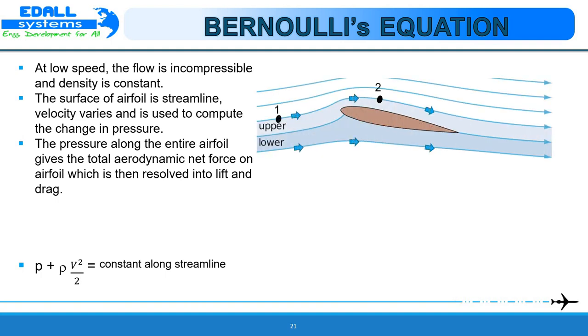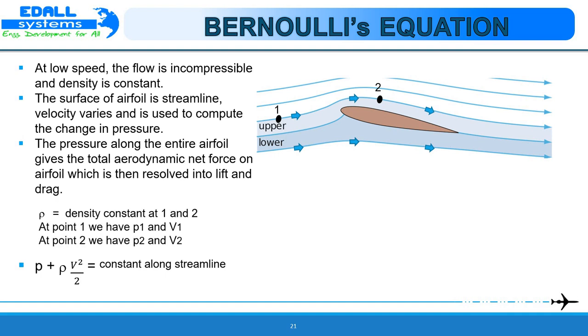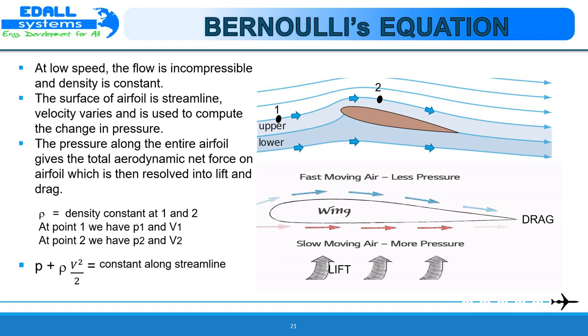Now consider 2 points, 1 and 2, which are far away from each other in a flow but on this same streamline. To relate p1 and v1 at point 1 and p2 and v2 at the other point 2, we must integrate between 1 and 2. This integration depends on whether the flow is compressible or incompressible. Euler's equation holds good for both. For compressible flow, rho is a variable, and for incompressible flow, rho is constant.